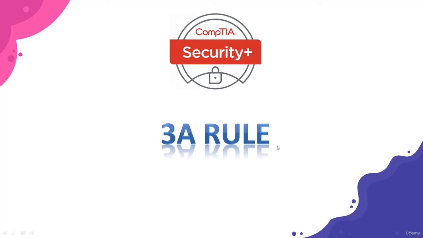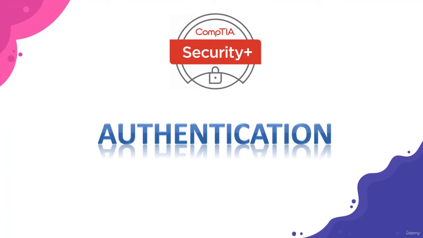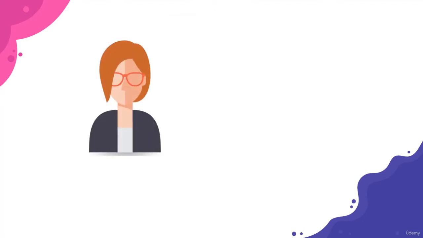The 3A rule is authentication, authorization, and accounting. So first, authentication occurs when a person's identity is created by proof and verified by the system. Now, you do this every day. Actually, you did this when you entered this course.